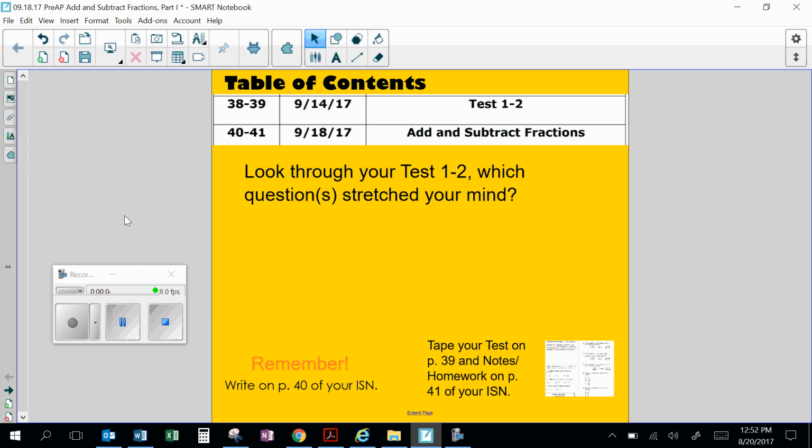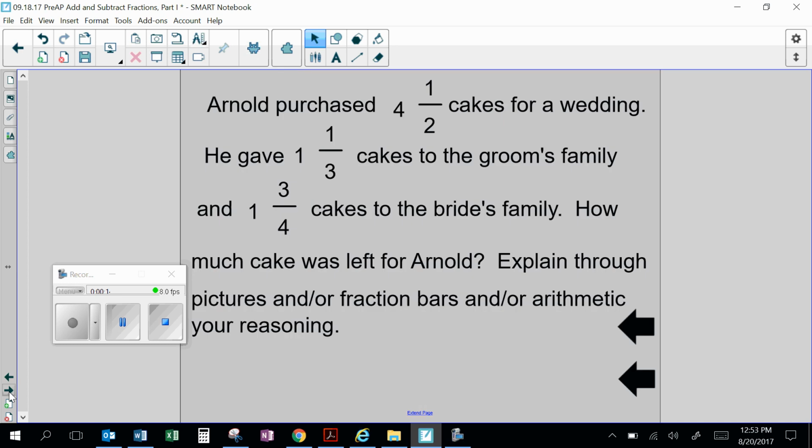Welcome. This is a lesson over how to add and subtract fractions. In fifth grade, you spent many days learning this lesson, so this is a rehashing of it.